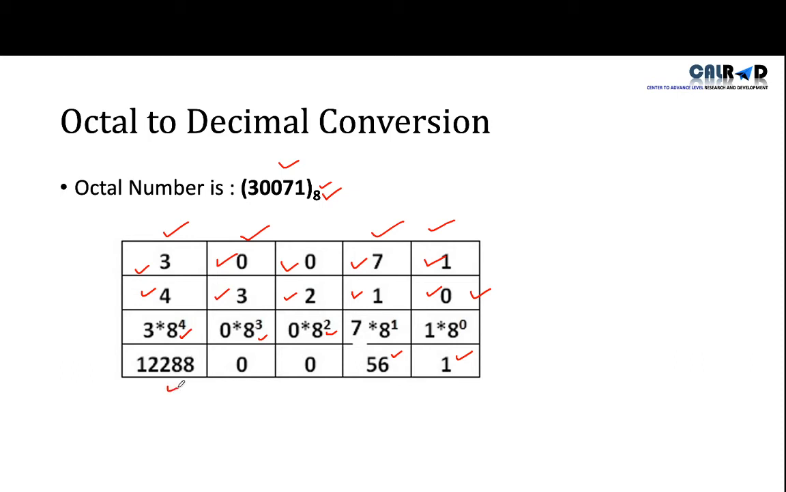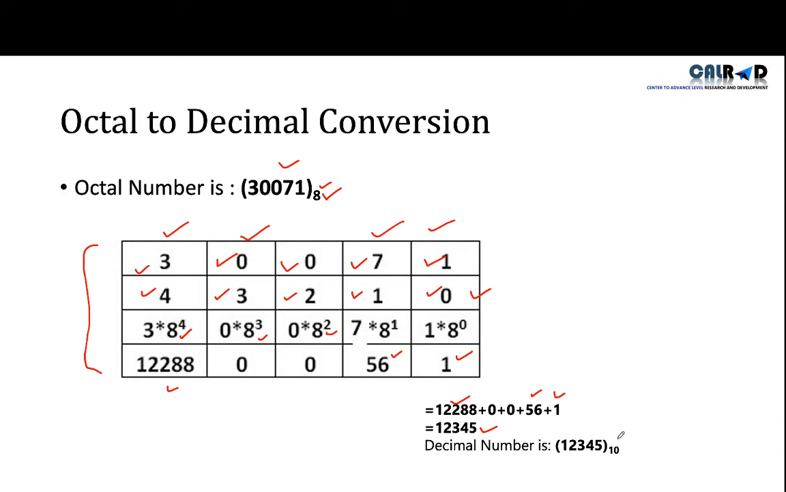So what will be our final answer? These are the 4 steps. What was the fifth step? The fifth step was to add all the values. So we add 12288 plus 56 plus 1. So the final answer is 12345 with the base 10. So this is how we do the octal to decimal conversion.